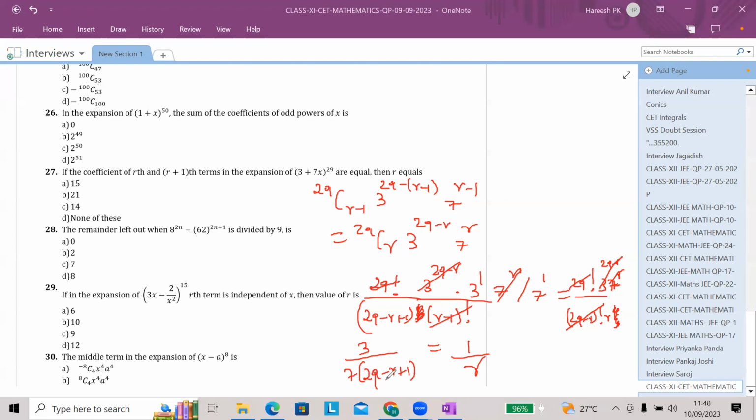So now when you cross multiply, you'll end up getting 10r is equal to 30 into 7. So r has to be 21. So r is 21. So let's proceed to the next question.